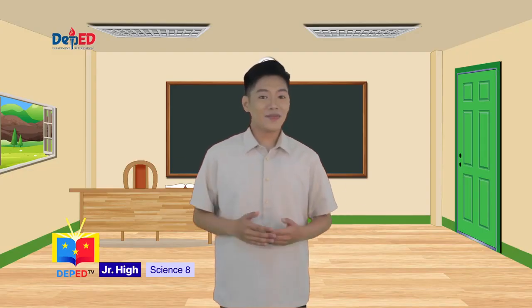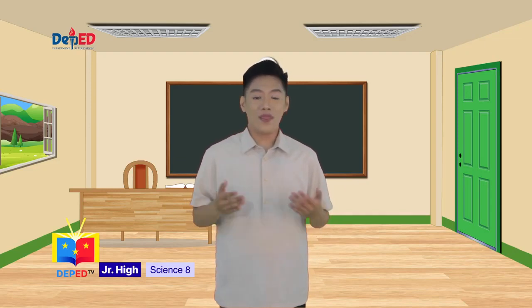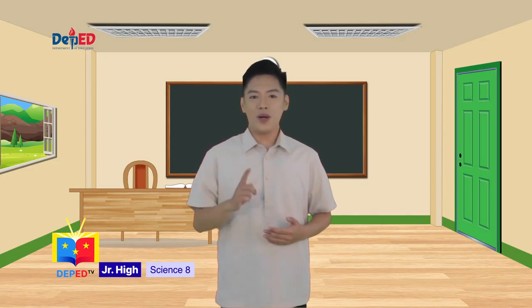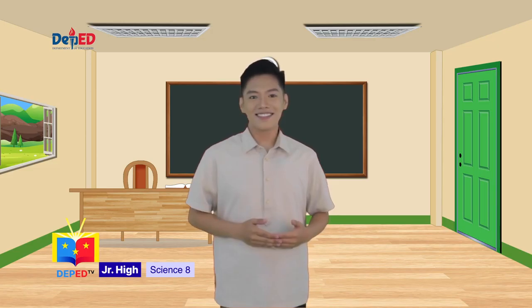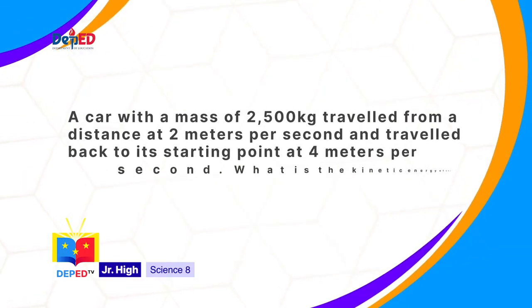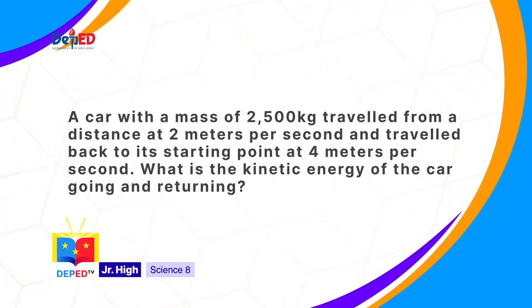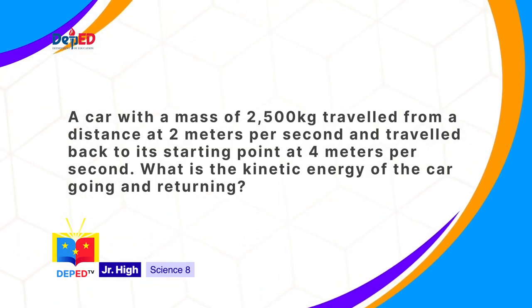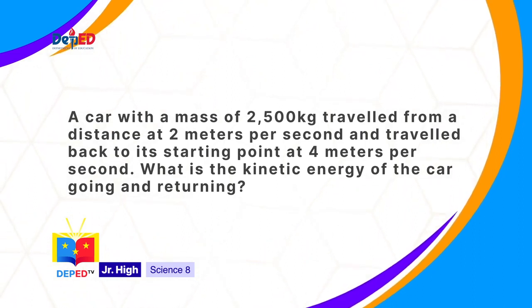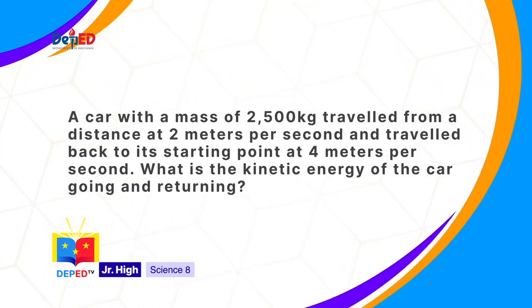Did you get it? Let's have another one, but this time, I'll give you time to do it on your own. A car with a mass of 2,500 kilograms traveled from a distance at 2 meters per second and traveled back to its starting point at 4 meters per second. What is the kinetic energy of the car going and returning? Your time starts now.